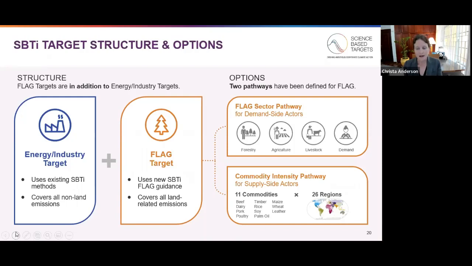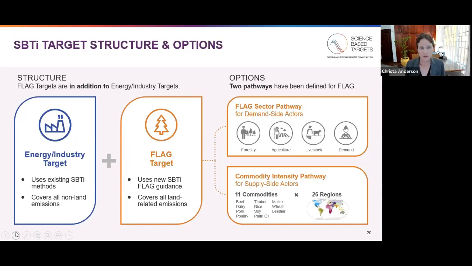The second approach, the second option for FLAG target setting, is the commodity intensity pathways. And these are specifically for supply-side actors. Under the commodity intensity pathways, there are 11 commodities with specific mitigation pathways: beef, dairy, pork, poultry, timber, rice, soy, palm oil, maize, wheat, and leather. So for each of these commodities, there's a specific intensity-based mitigation pathway that lets companies know at what rate we expect the intensity of emissions to decrease for that sector.